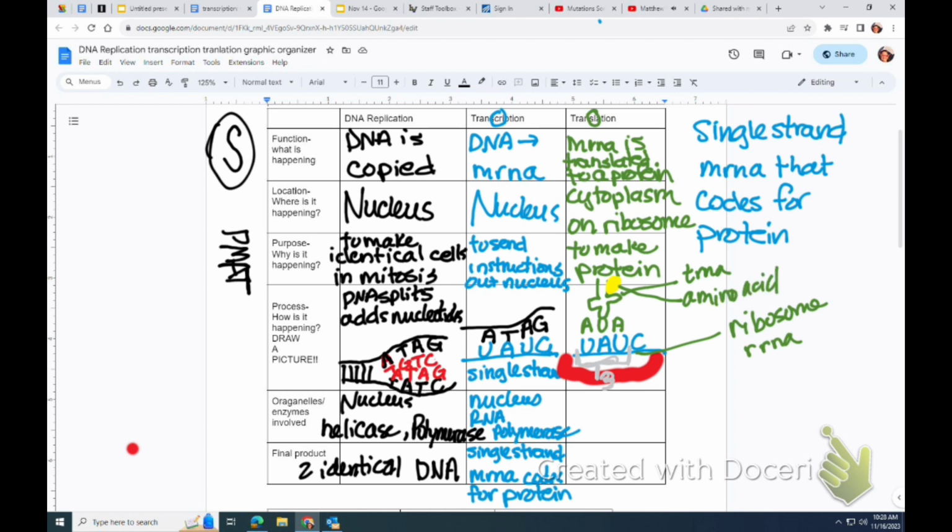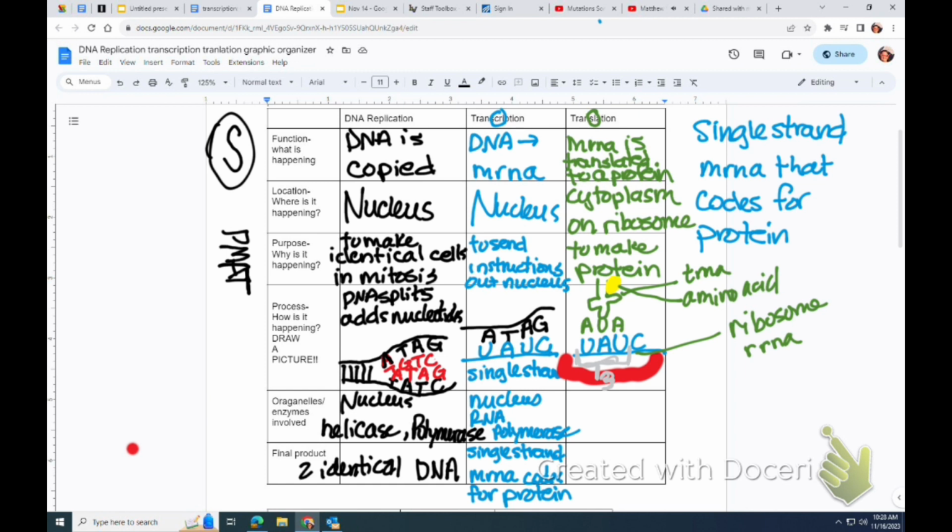That amino acid gets dropped on that ribosome, and that tRNA moves, and then the next tRNA comes in that matches the next codon, and that process continues. Those amino acids bond together until they hit a stop codon, which will make a protein.